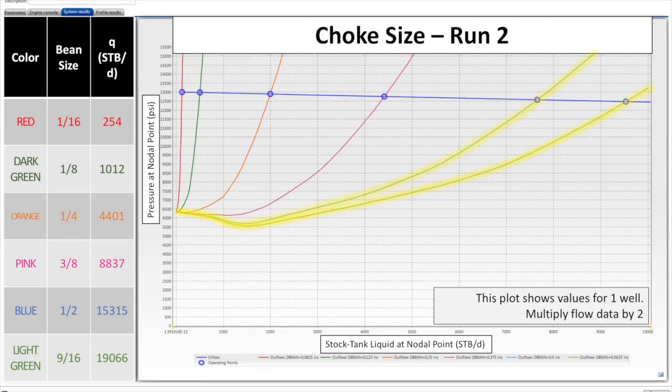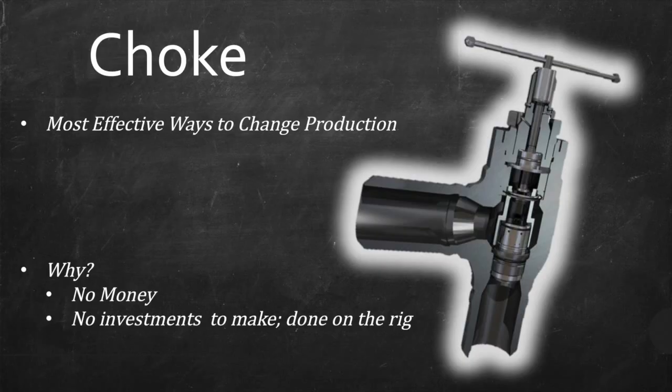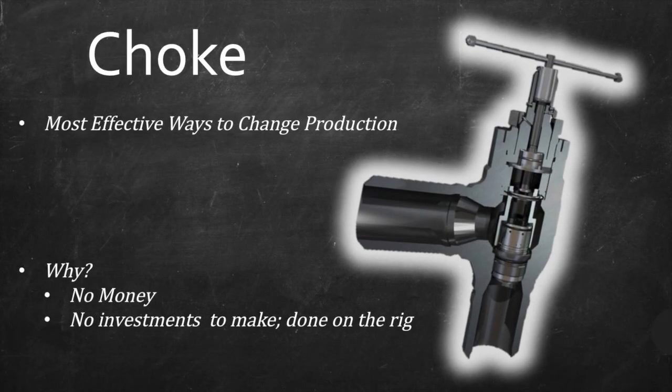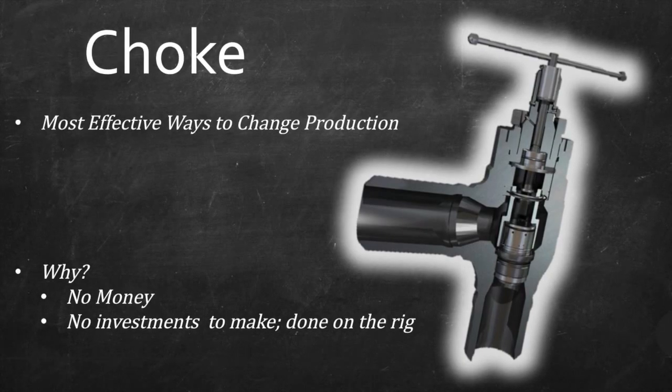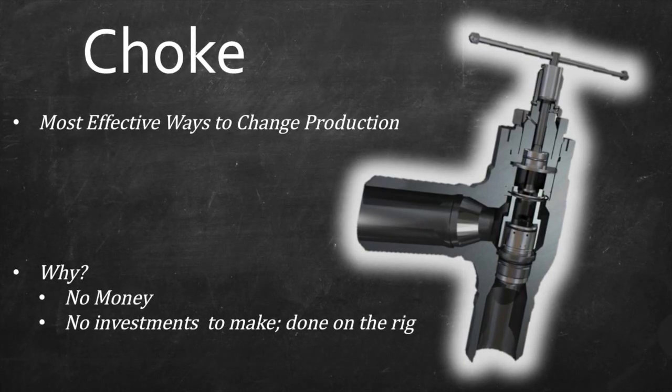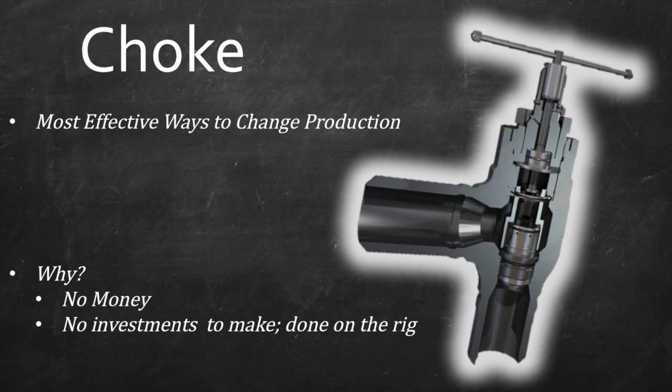Due to this restriction, our best case scenario for choke opening size was listed as 3/8 of an inch. This gave us a maximum flow rate of 8,837 stock tank barrels per day. Overall, alternating your choke position is one of the most effective ways to increase well production. This is due to the fact that adjusting the choke does not cost money and does not require any investment in new equipment for the rig.